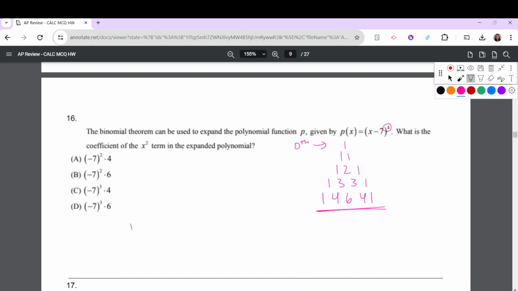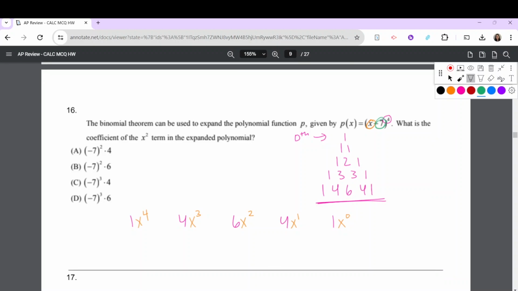Those are going to be my coefficients: 1, 4, 6, 4, 1. And for the first term, I'm going to go in descending degree: x to the fourth, x cubed, x squared, x to the 1, x to the 0. And then for my other term, this minus 7, I'm going to go in ascending order.